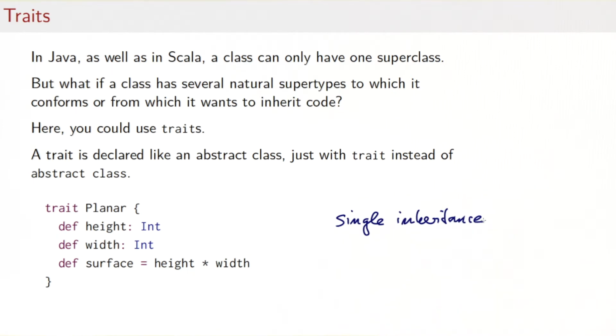To do that, you can use a concept called traits. A trait is essentially declared like an abstract class. You just use trait instead of the keywords abstract class here. So here we would have, for instance, a trait of planar objects where the objects would have a height and a width unspecified, so those defs don't come with an implementation. And then you would have a surface that would be height times width as a default implementation. So that would be a concrete method, and those two would be methods which lack an implementation and so are called abstract.